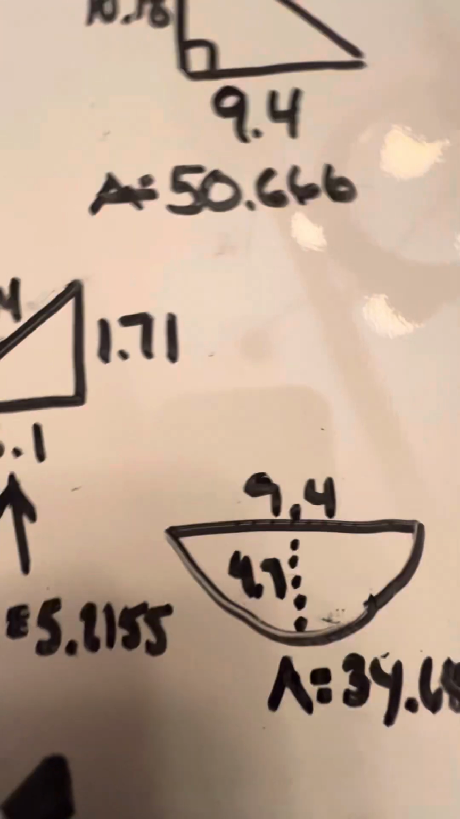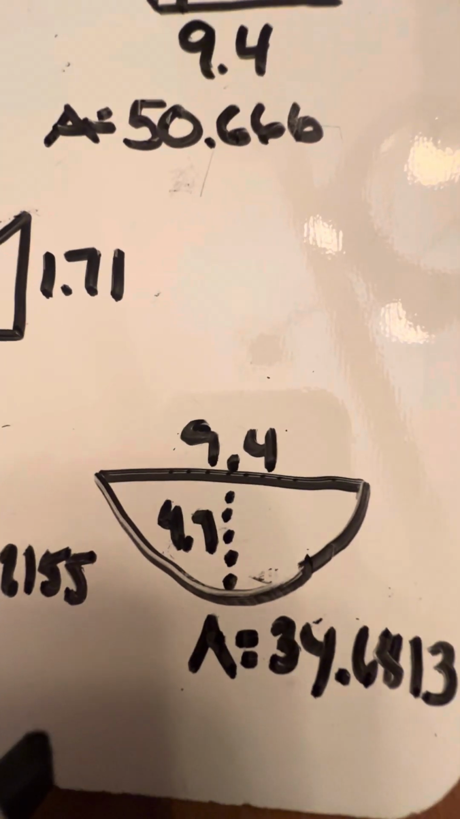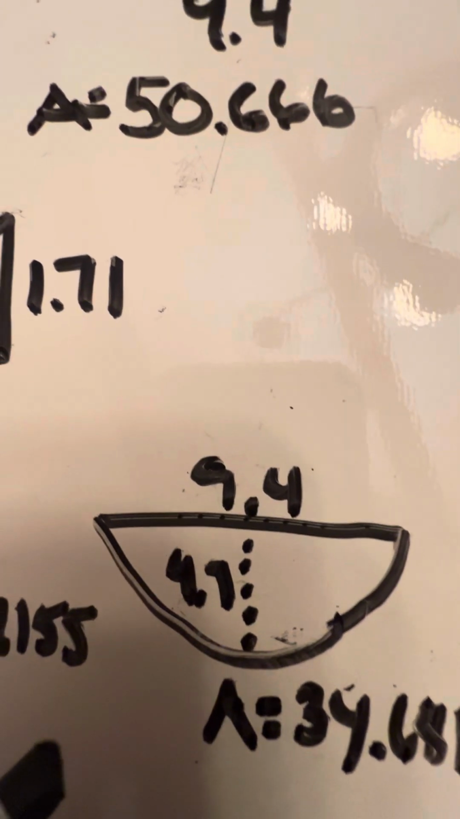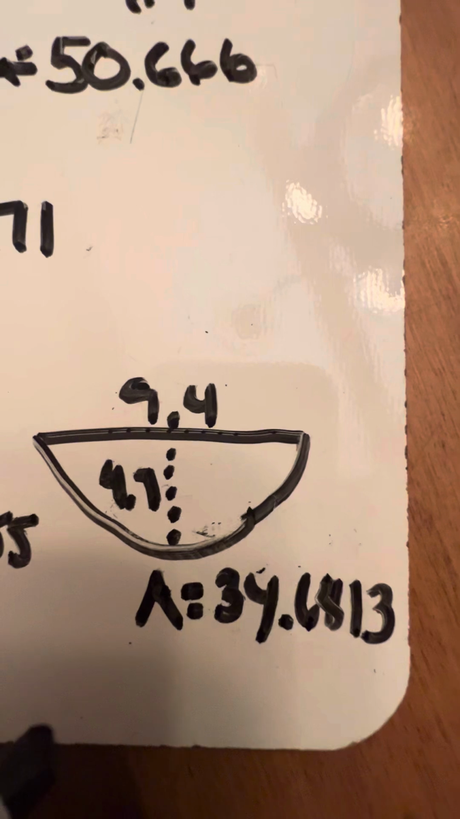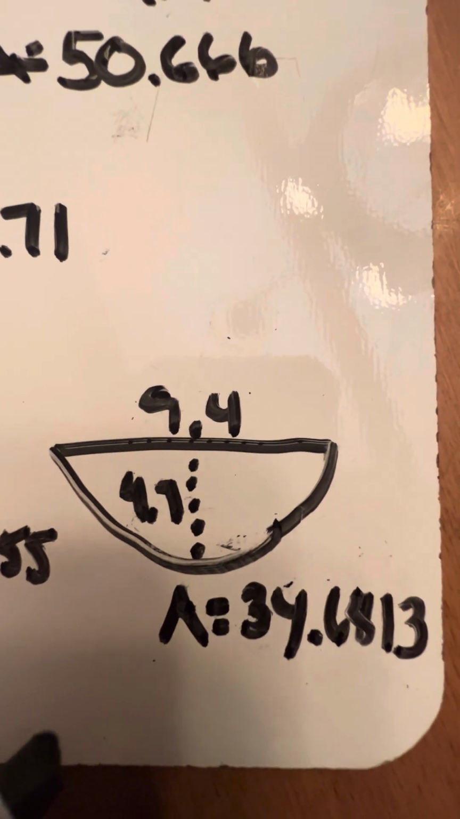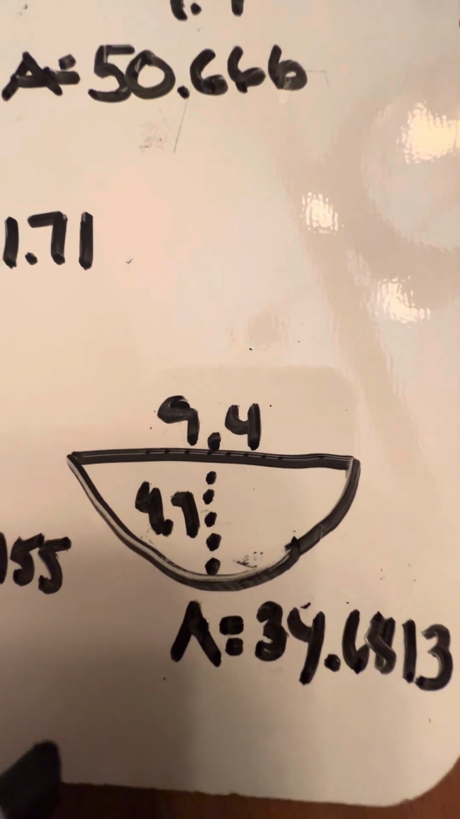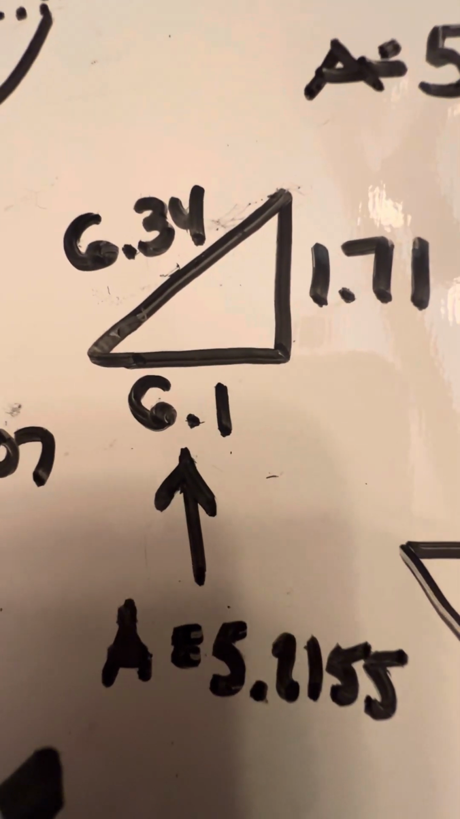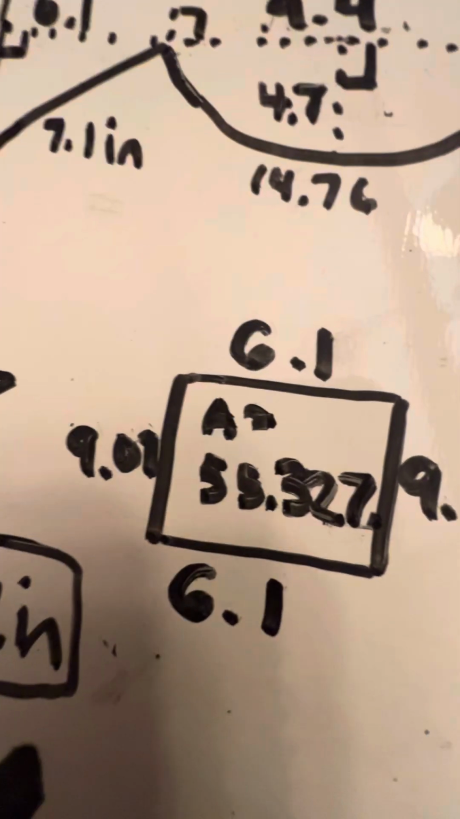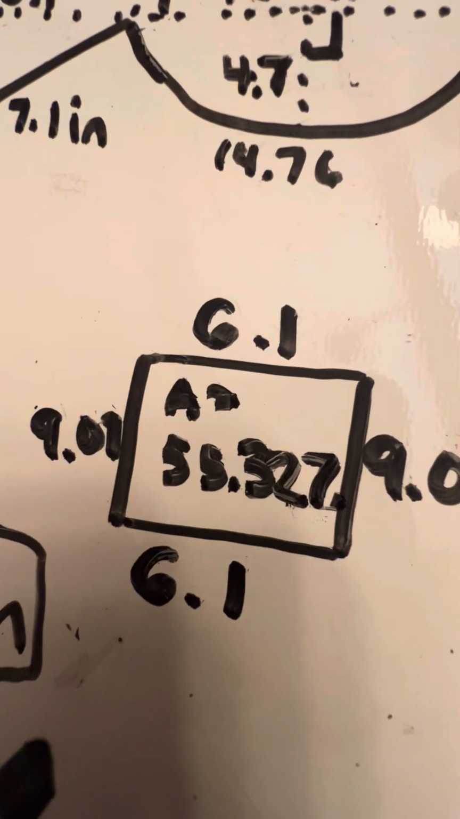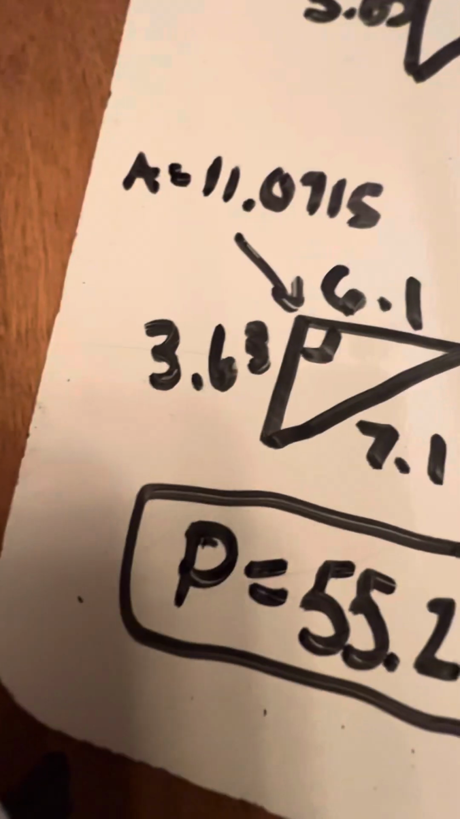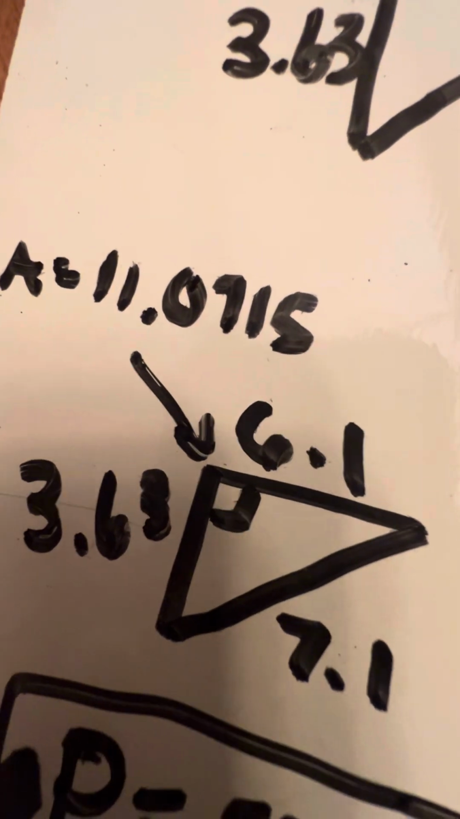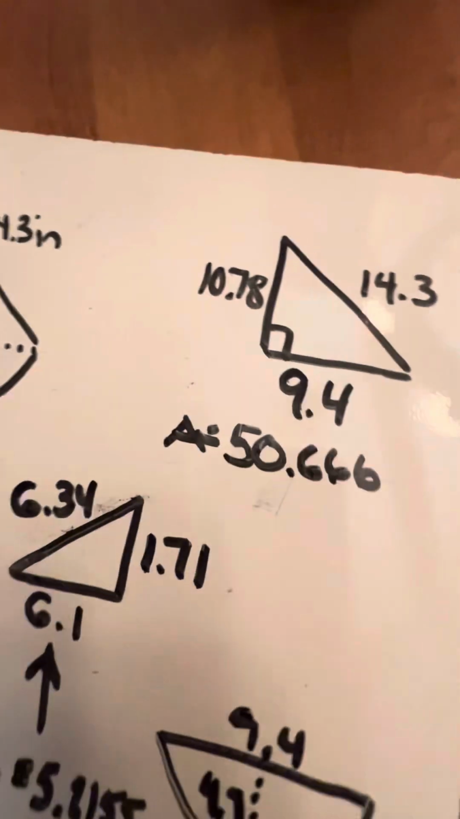Now, the reason why I've been using all of the full numbers is because I'm going to cut this off at the end. So we're going to add all of these pieces together. We've got the 50.666. We're going to add that to the 34.6813. That's the semicircle area. We're going to add 5.2155 of this triangle. We've got this rectangle, which is 55.327. And then we're going to add this little triangle over here, 11.0715. That gives me a grand total for the area of this.